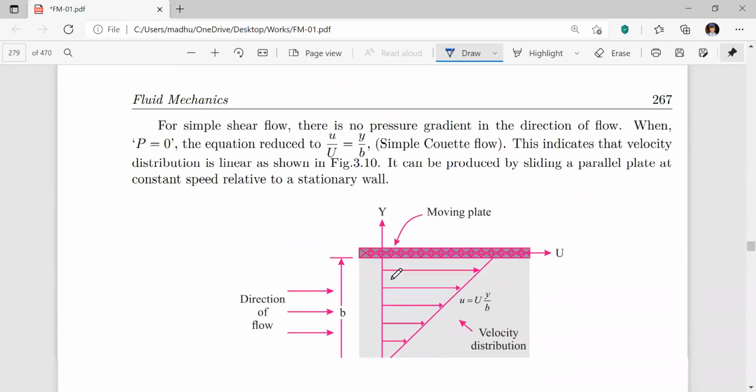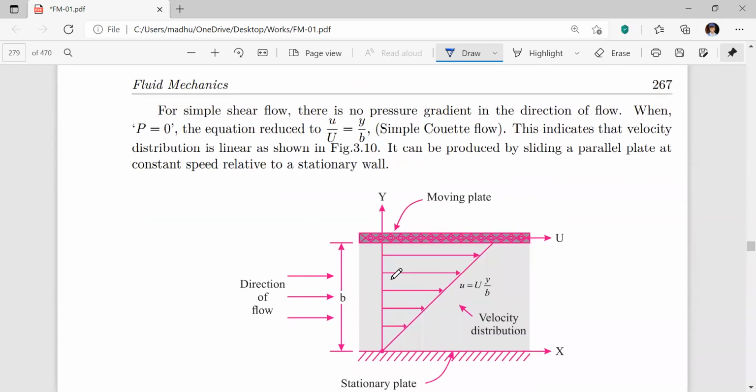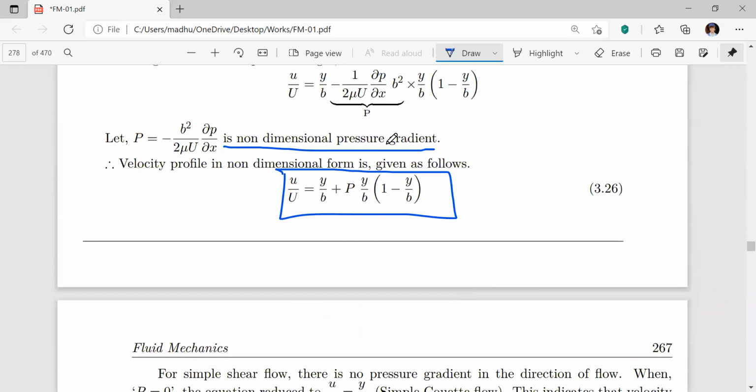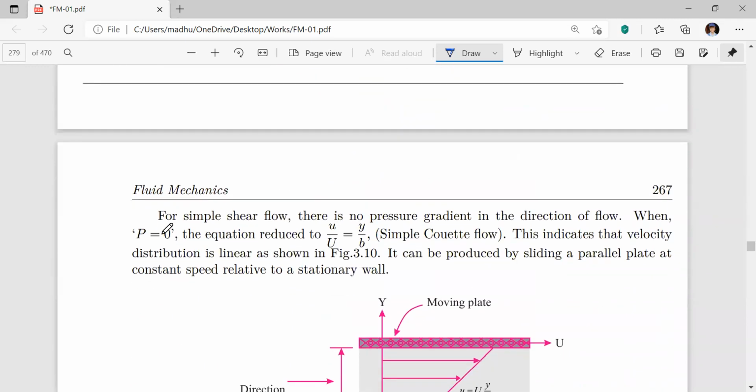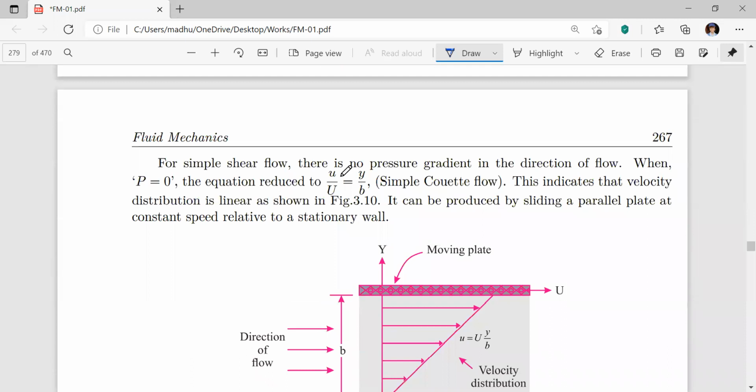Now, you see that for simple shear flow, there is no pressure gradient in the direction of the flow. So pressure gradient will not be there. When P is equal to 0, capital P is the non-dimensional pressure gradient. Thus, using this condition, the above equation reduces the velocity distribution to u by U, which is equal to y by b. This is known as simple Couette flow.